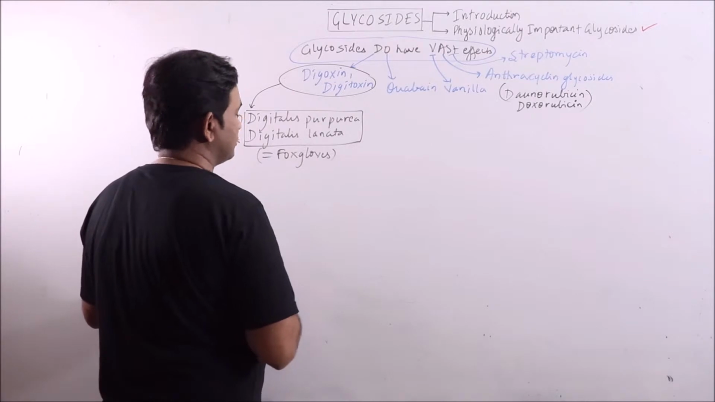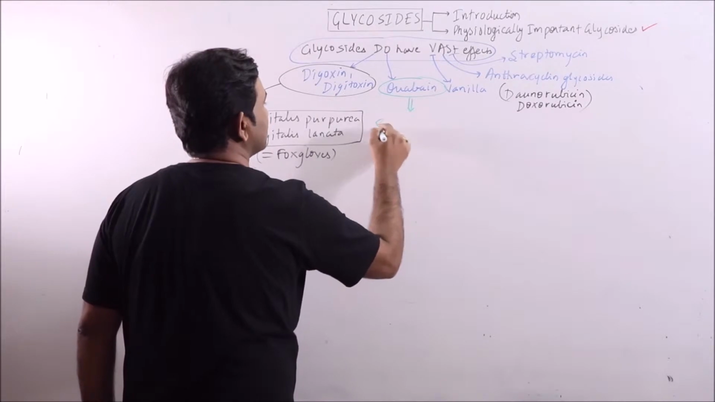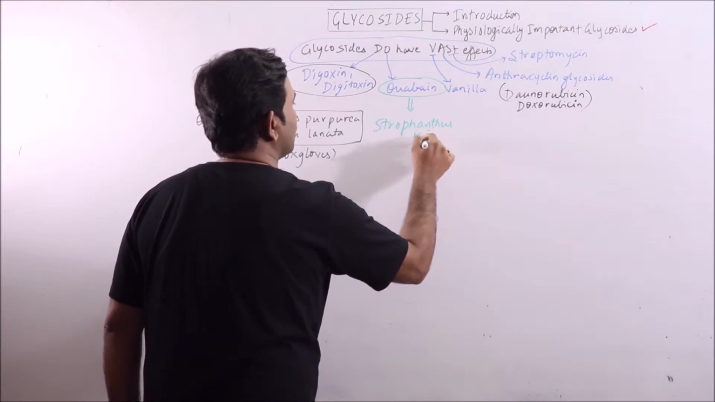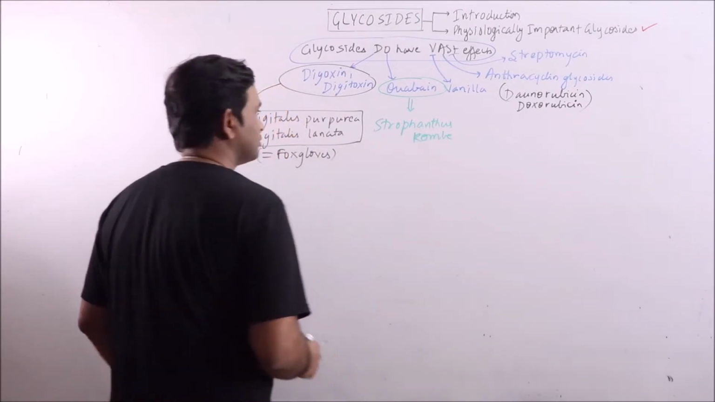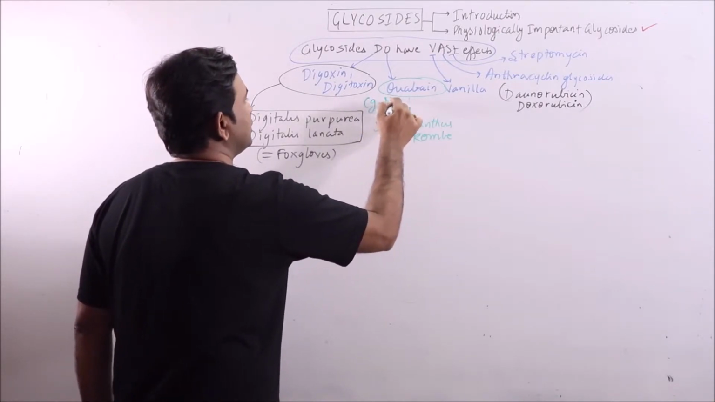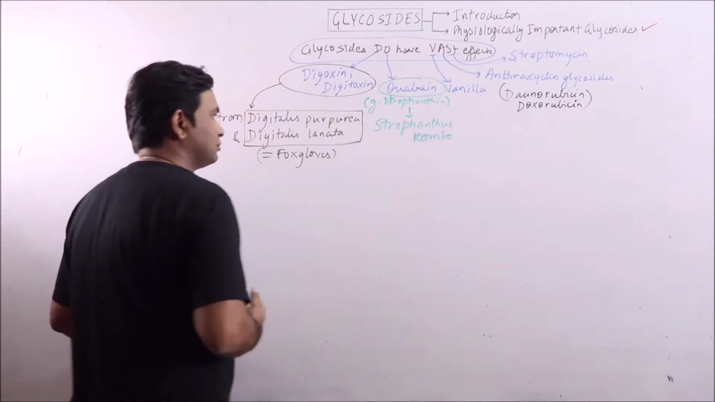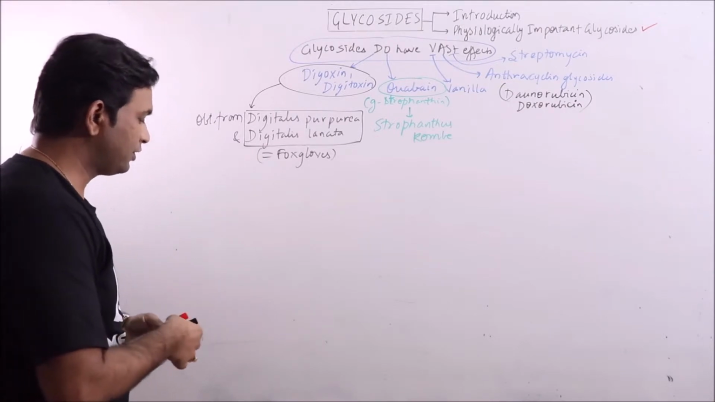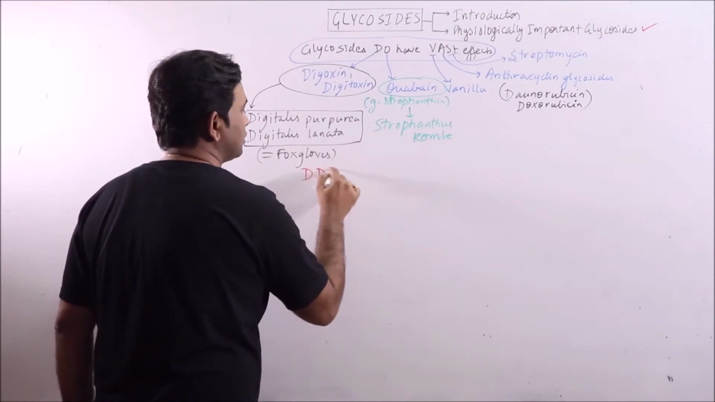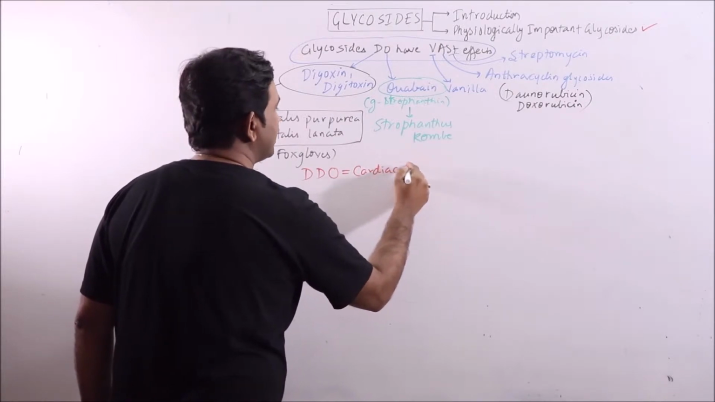while the Ouabain is obtained from Strophanthus gratus. That's why it is also known as G-Strophanthin. These three drugs, that is Digoxin, Digitoxin and Ouabain, are of a category cardiac glycosides.